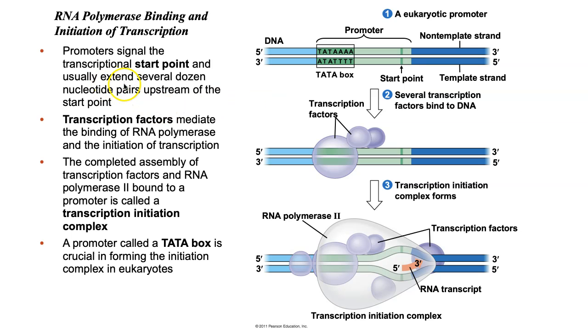It notes here that the promoters usually extend several dozen nucleotide pairs upstream of the start point. So this whole entire green area is the promoter. You see here you have the start point, which is where transcription is actually going to begin, but this is called, it says upstream, so further toward the beginning part of this strand. Anything later is called downstream. So upstream of the start point, that's where that TATA box is. Downstream of the start point is our transcription unit.